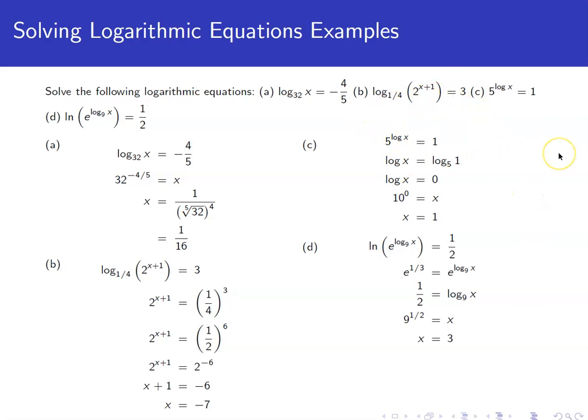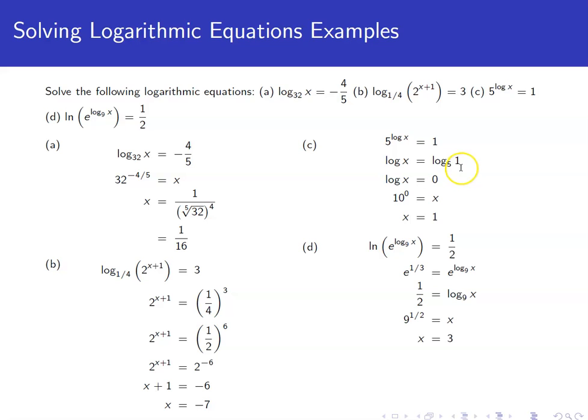For part C, we have 5 to the log x equals 1. So this is an exponential equation. Let's rewrite it in its equivalent logarithmic form. 5 is the base of the log. The log of x was up in the exponent, so that's the answer. And the 1 becomes your argument. So we can rewrite this as log base 5 of 1 equals log of x.